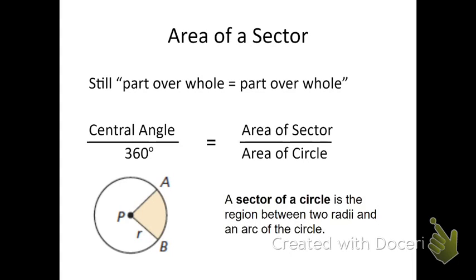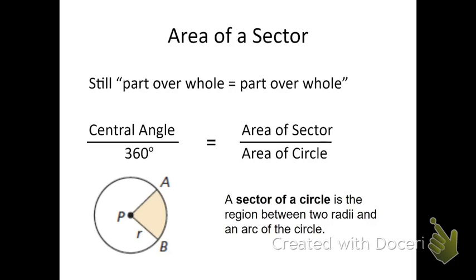Okay, so now we're going to look at area of a sector, which, as indicated in the picture on the bottom, is just the region between two radii in a circle. So you can think of it as like a slice of pizza or a slice of cake, pie, whatever food you want to use. So it's just a section of a circle.